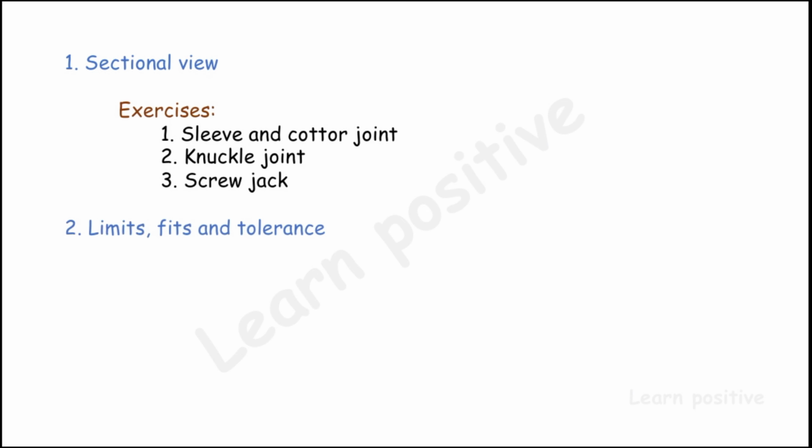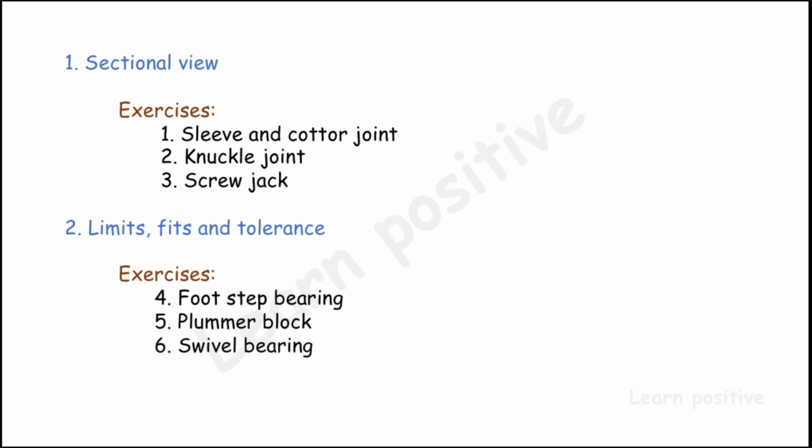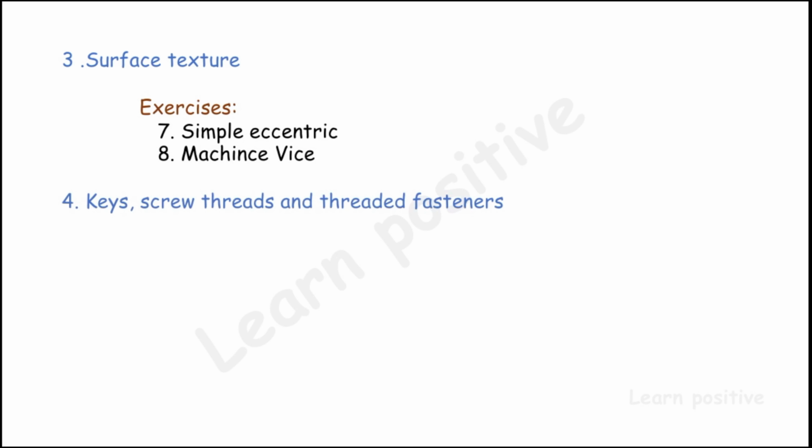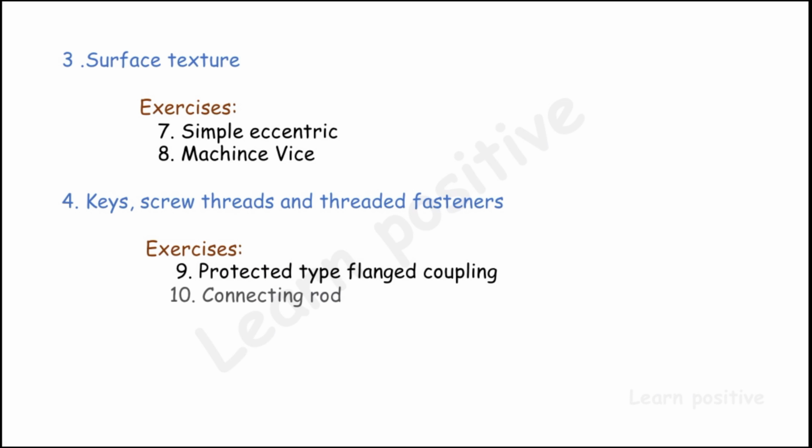And for the second unit video, I will join it with another 3 exercises: footstep bearing, plummer block and swivel bearing. And for the third unit, surface texture, I will take 2 exercises. They are simple eccentric and machine vice. For the fourth unit, keys, screw threads and threaded fasteners, I take the last 2 exercises: protected type flange coupling and connecting rod. In this order only I will upload the videos. You will watch all the videos of machine drawing further.